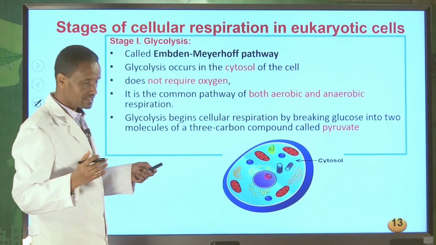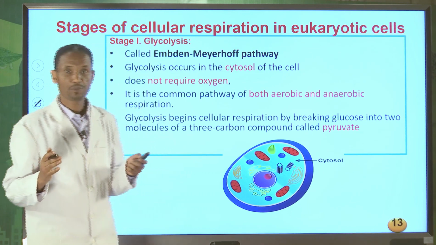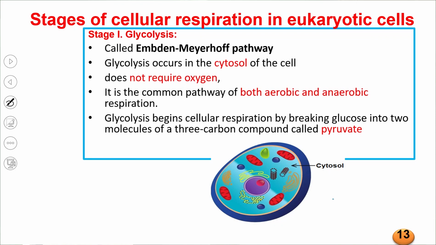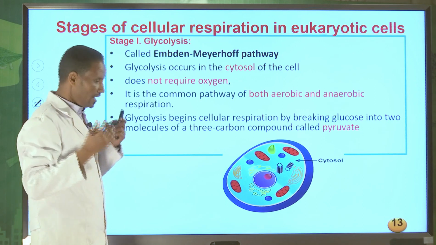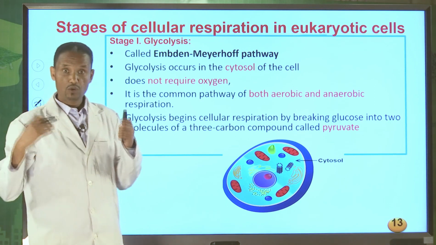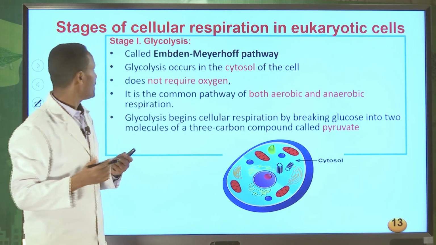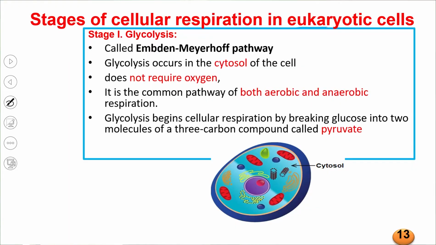Earlier I said that cellular respiration can take place in both prokaryotic and eukaryotic cells. In this class, we will see the process of cellular respiration that takes place in eukaryotic cells. Here, in eukaryotes, cellular respiration has different stages. Now, let us start from the first stage of cellular respiration.